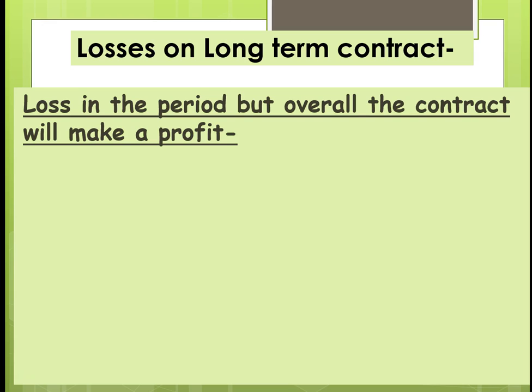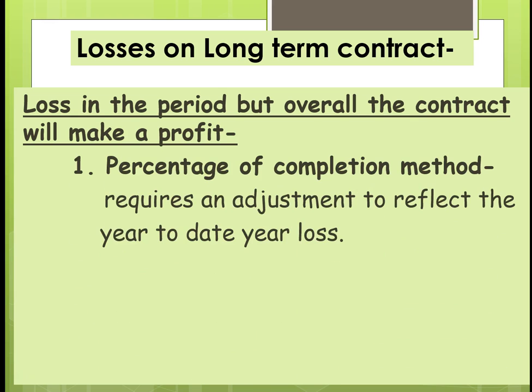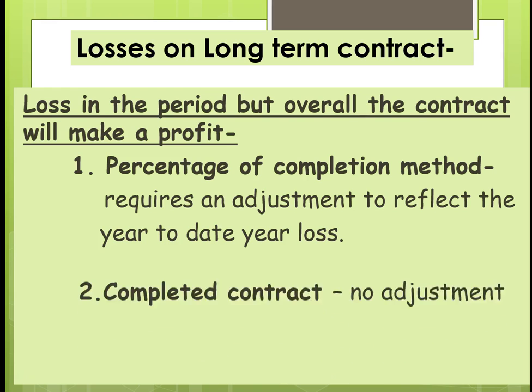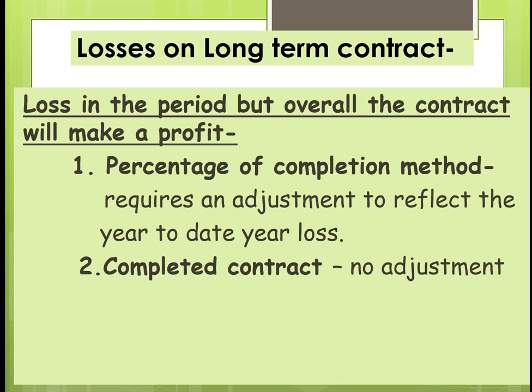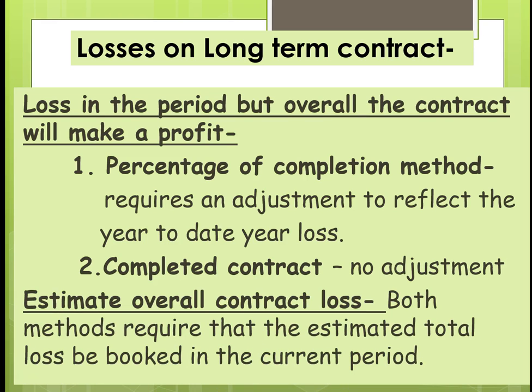Now, loss on long-term contract. Loss in the period, but overall the contract will make a profit. Percentage of completion requires an adjustment to reflect the year-to-date loss. Completed contract, we do nothing until the contract is complete. Estimate overall contract loss. Both methods require that the estimated total loss be booked in the current period.